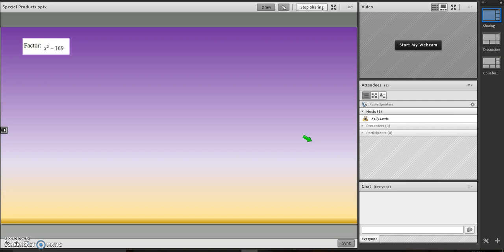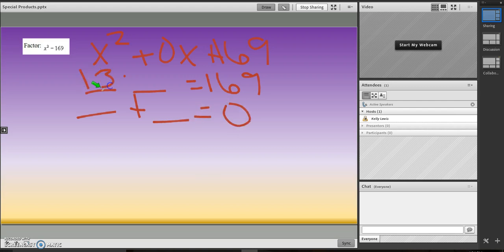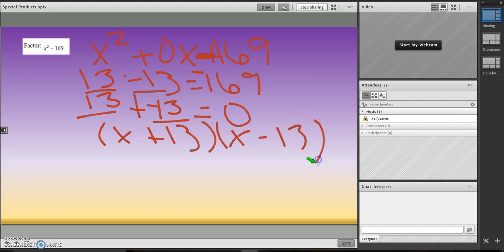Okay, let's try this guy. It's just two terms. Still not going to worry, because this could be written as x squared plus 0x plus 169. We could say, hey, what multiplies to give me 169 and adds to give me 0? Okay, 13 and negative 13 would give me negative 169 and then 0. So we would write x plus 13, x minus 13.